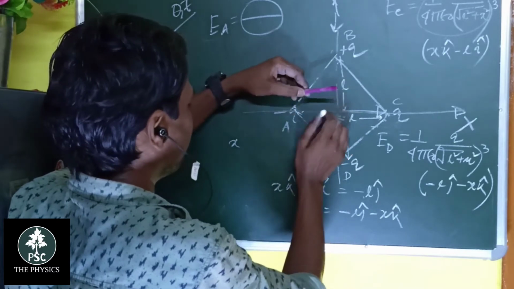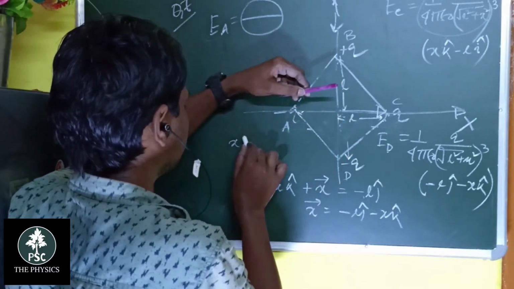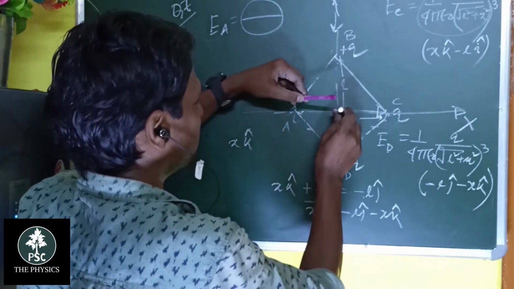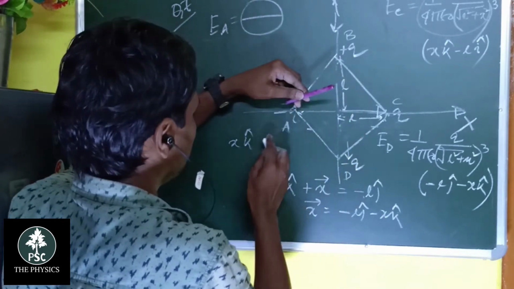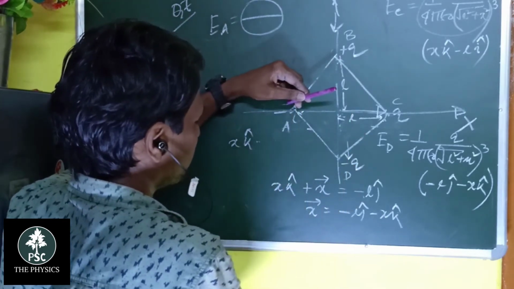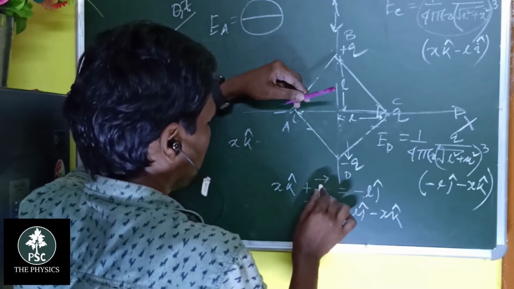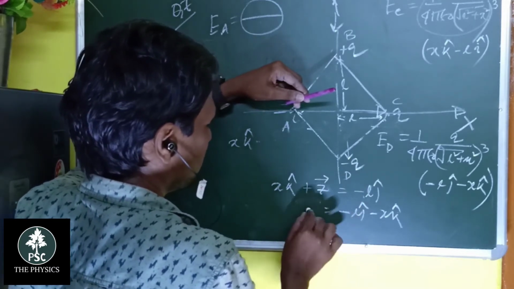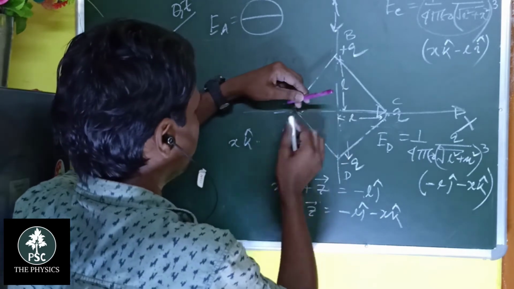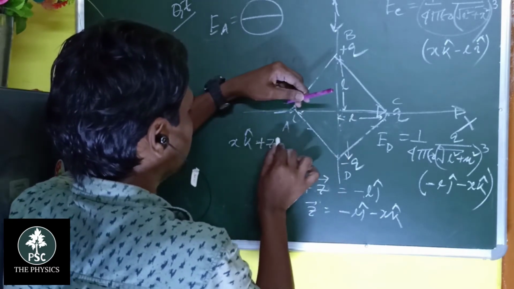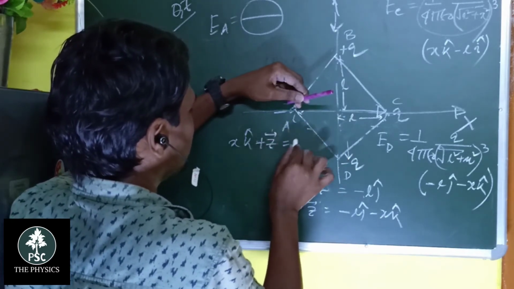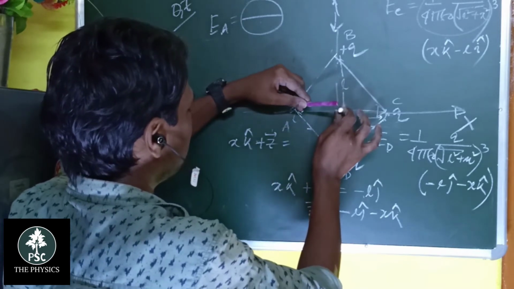This direction is x, and then z, that is k cap, x k cap. Suppose it is y, suppose it is along z, so it is z vector. So plus z vector, and this is equal to this one, a z vector.